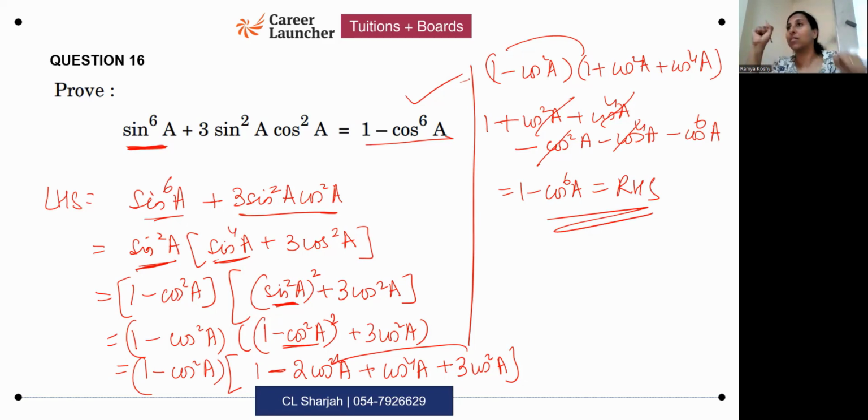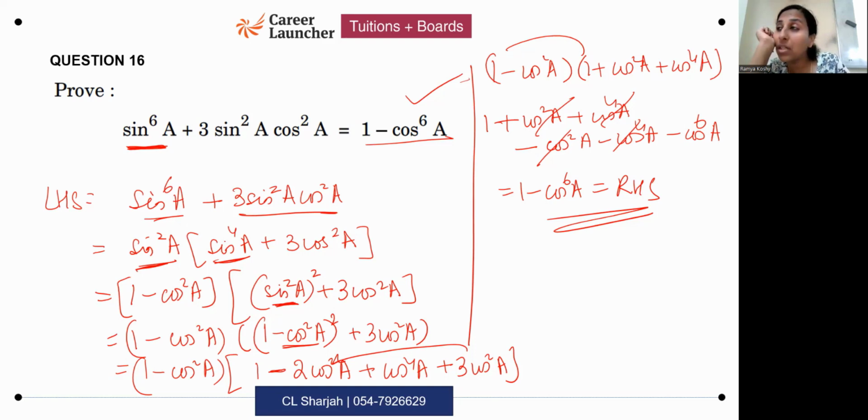So you should have faith in what you're doing. LHS is having both sine and cos, RHS is having only cos. How can I change sine completely to cos? Sine square A is 1 minus cos square A. Do that substitution, then stick on to it. Don't give up, it's all simple identities. You need to have the confidence that it will come towards that step. Then you open the brackets, cancel out these terms, and you get the RHS.